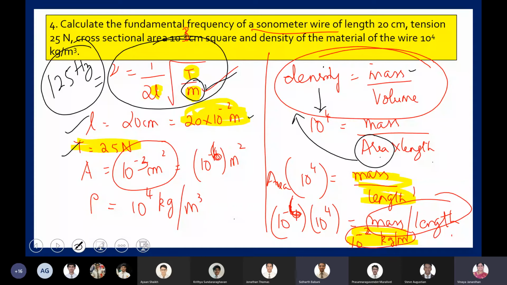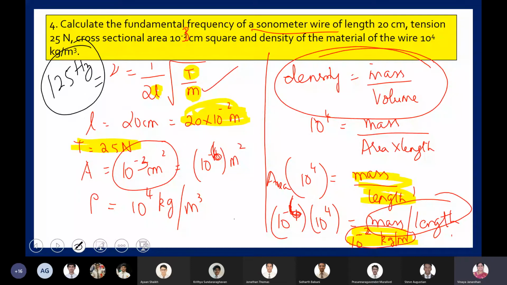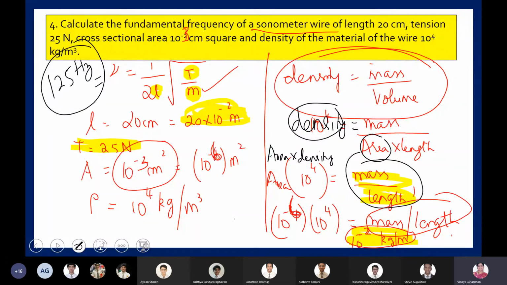Ma'am, it's clear. Okay. So area into density, boys. If you find it difficult, I'll just put density still. So area into density gives you mass per unit length, because the length goes, it becomes mass per unit length. So substitute the value of area 10 to the power of minus 6, density is 10 to the power of 4. So mass per unit length on the right hand side becomes 10 to the power of minus 2 kilogram per meter.